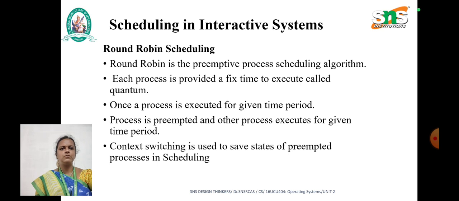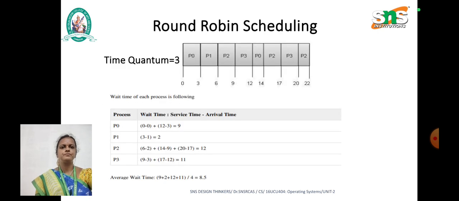Scheduling in interactive systems, that is round robin scheduling. Round robin is a preemptive process scheduling algorithm. Each process is provided a fixed time to execute, and it is called a quantum. Once a process has executed for a given period of time, the process is preempted and another process executes for a given period. Context switching is used to save states of preempted processes in scheduling.